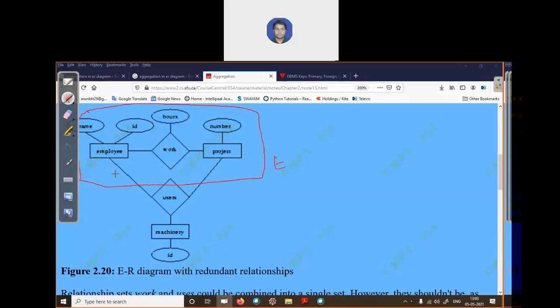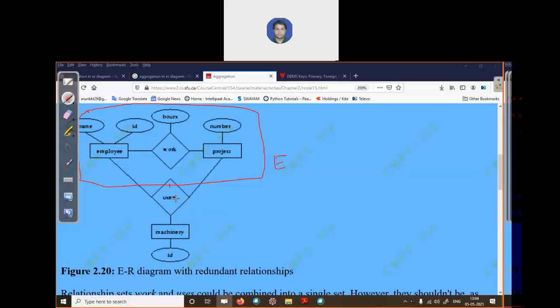This is one entity. Employee works for project, meaning on this project some employees are working, and it uses some machineries. So now this is one entity, and this is the uses relationship, and machinery is another entity. The machinery is an entity, and there is one relationship, uses. This entity uses machinery.